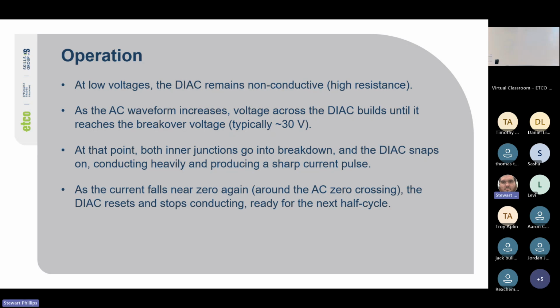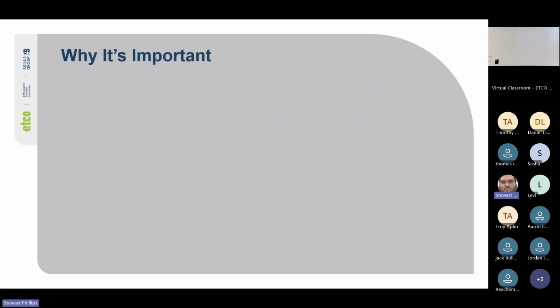Cool. So this diac makes sense to everyone? So does the operation make sense? Okay, good. Sweet.